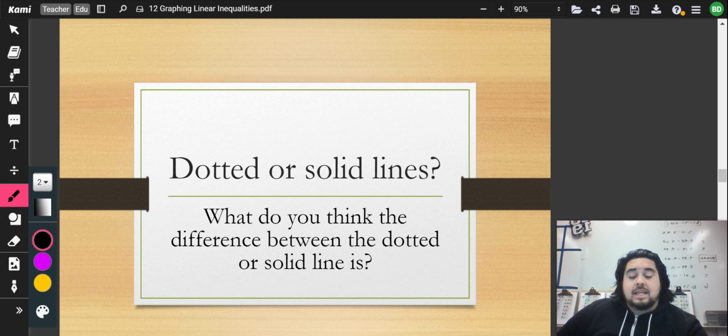The easiest thing to remember is that the dotted line is basically the assumption that the line is not part of the solution. It's a lot like when you have an open dot. A dotted line symbolizes that even though we can see the line there, it's not actually part of the solution. The solid line means that the line is actually part of the solution.